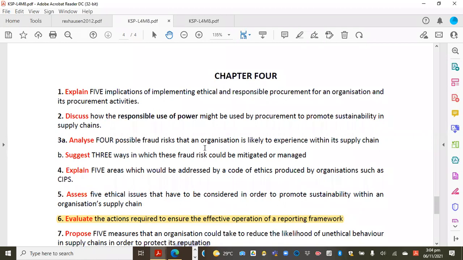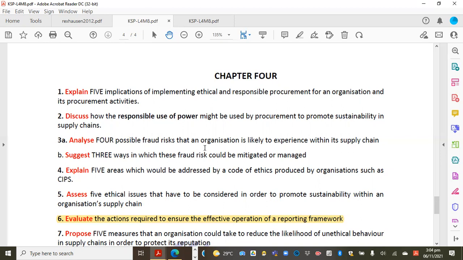Before you move on to answer the question, we talk about responsible use of power. Define power. What is power? The types of power, and how these sources of power can be used responsibly in the supply chain. Then 3A, analyze 4 possible fraud risks. What is risk or what is fraud? Okay, what is fraud? When we talk about fraud, we are looking at acts of deception meant to secure some financial gain. So you deceive to get money.